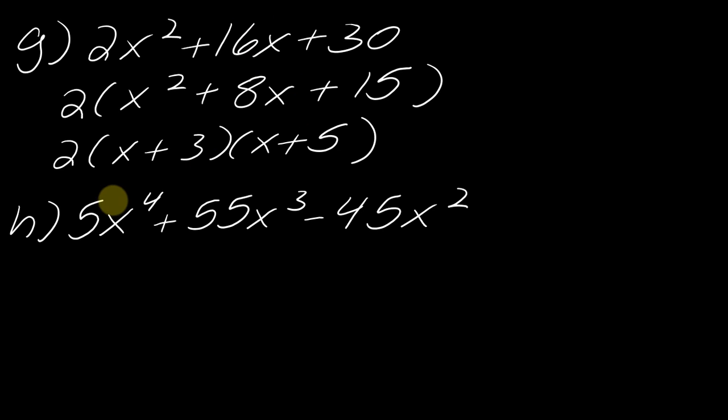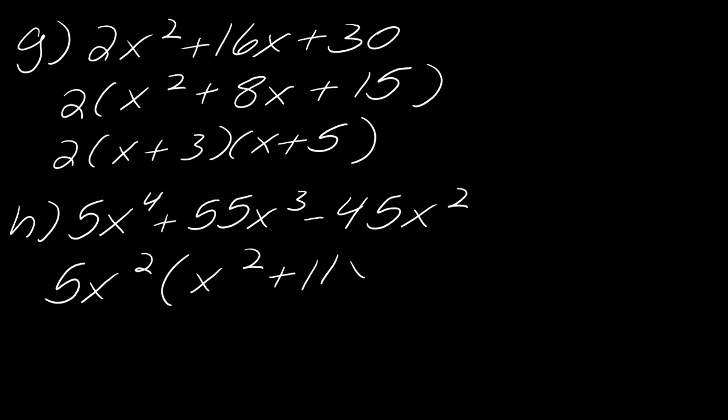So maybe you want to pause the video and just give this one a try and then hit play when you're ready. So in this case, the GCF is going to be 5x squared, which when I factor that out, is going to leave me with x squared plus 11x minus 9. Okay, and so now you're thinking, what two things will multiply to negative 9 but add to positive 11?